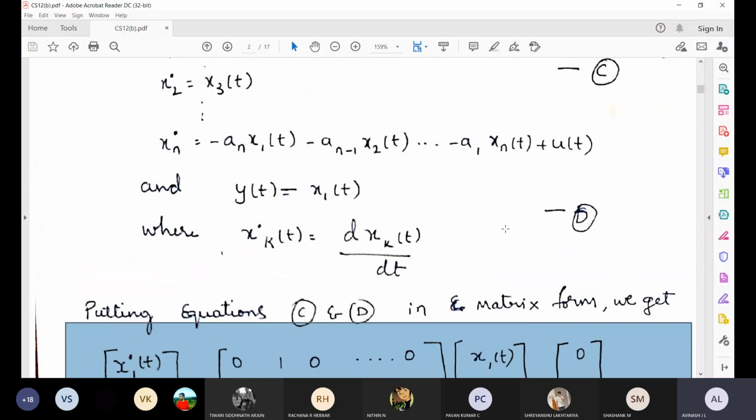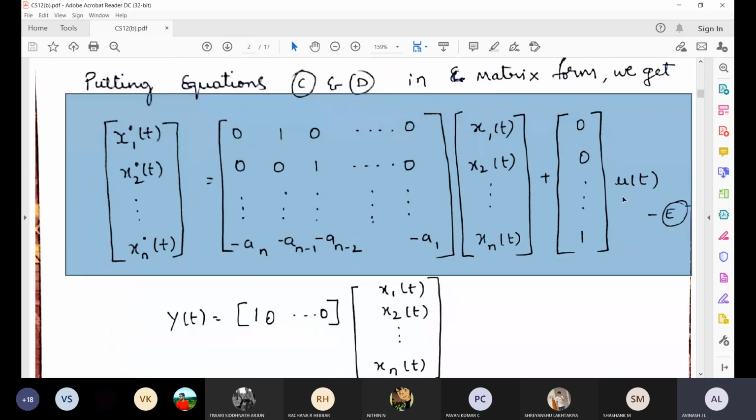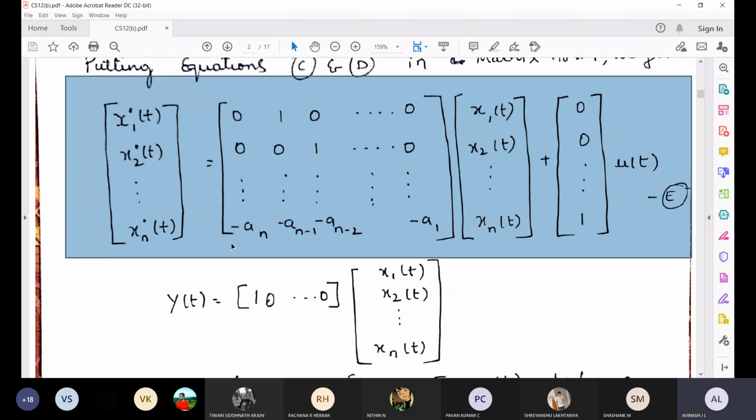u of t means what? Input. So here you can see this equation for xn cap is applicable only because at the last there is a 1; remaining all are 0. This particular model is called the state space matrix or state transition matrix.